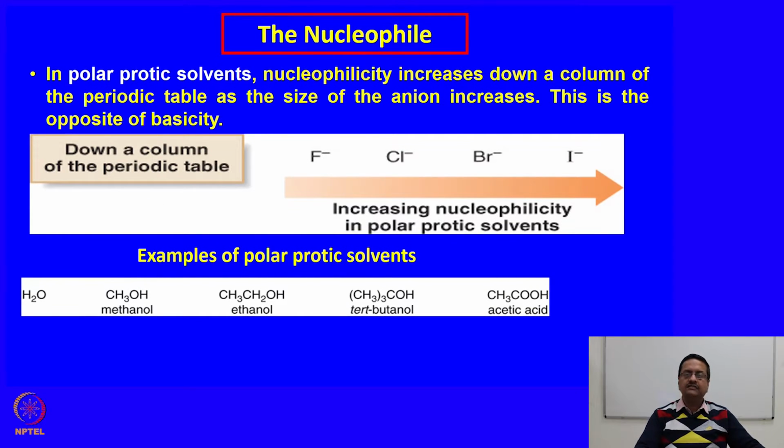So, in polar protic solvents like methanol, ethanol, etc., nucleophilicity increases down the column of the periodic table as the size of the anion increases. This is opposite of basicity. So, down the periodic table from fluoride to chloride to bromide to iodide, nucleophilicity increases in polar protic solvents, because these larger groups are easily solvated by formation of hydrogen bonds in solution. Examples of good polar protic solvents are water, methanol, ethanol, tertiary butyl alcohol, acetic acid, etc.